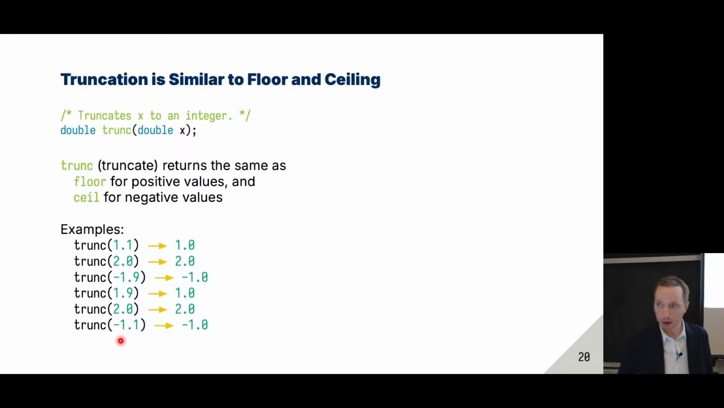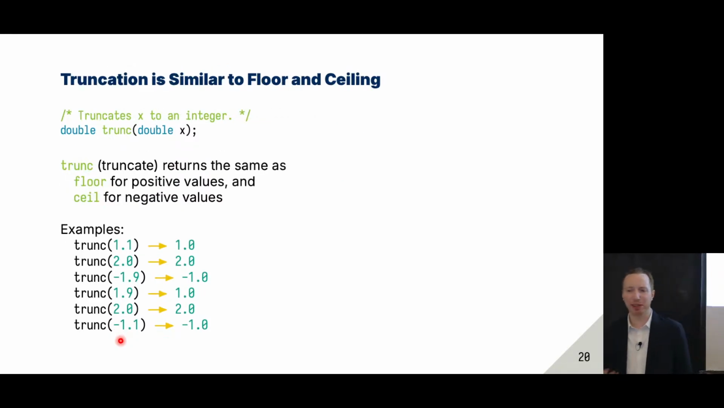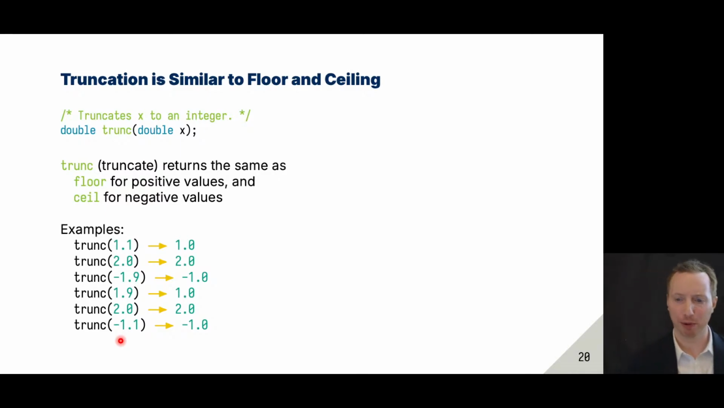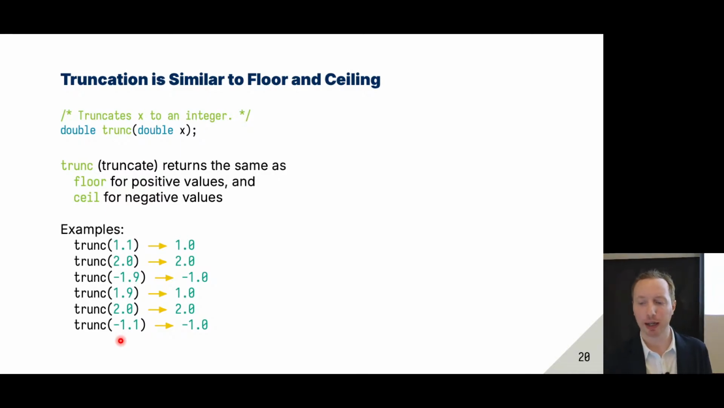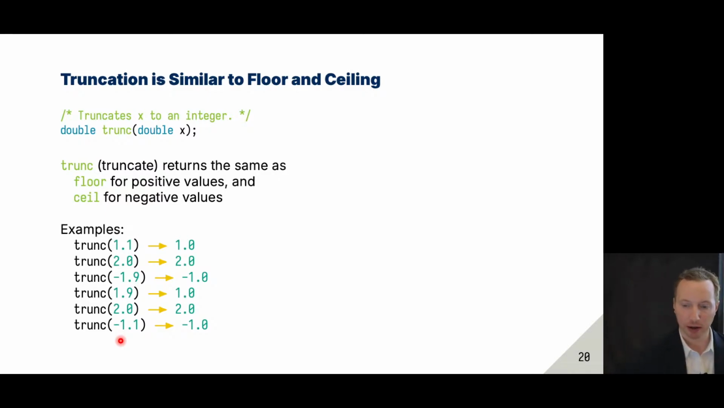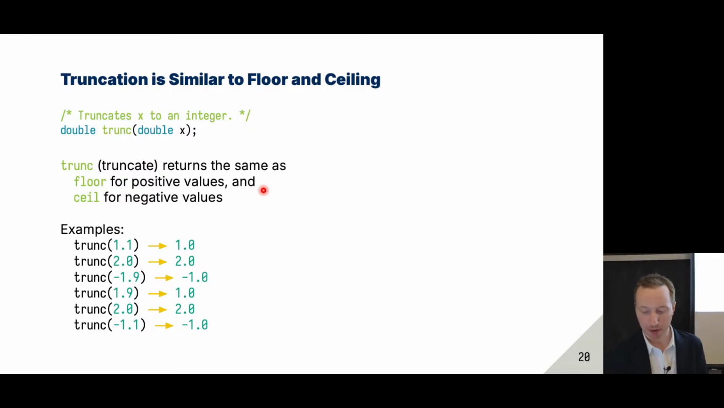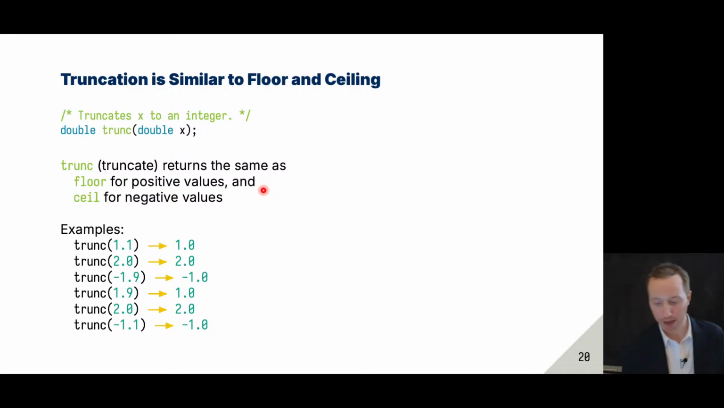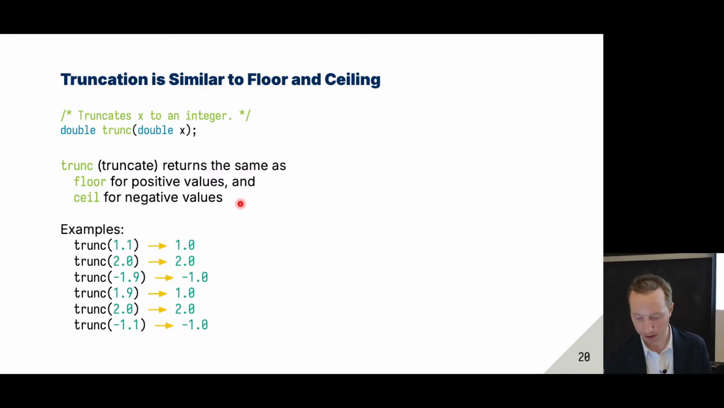Perfect. So truncation looks similar to floor and ceiling. When we truncate a number, remember, we just chopped off the decimal part and didn't care past that. So truncate happens to be the exact same as floor for positive values, and the exact same as ceiling for negative values. That's what happens when you just chop off the decimal part.